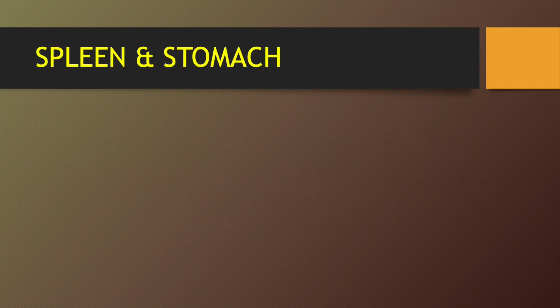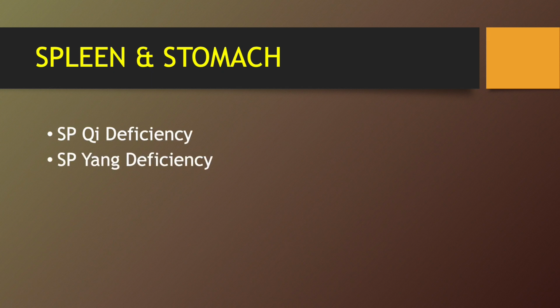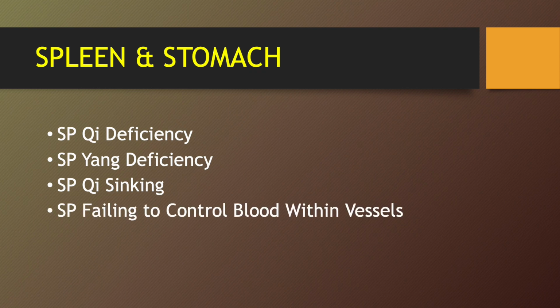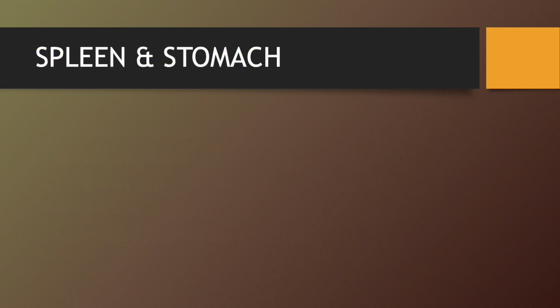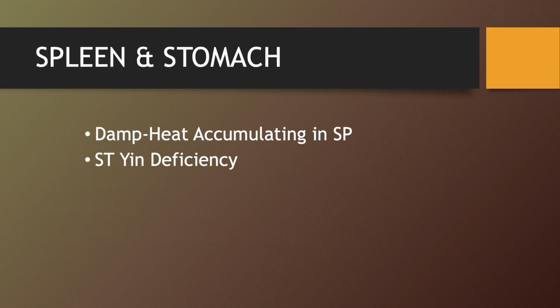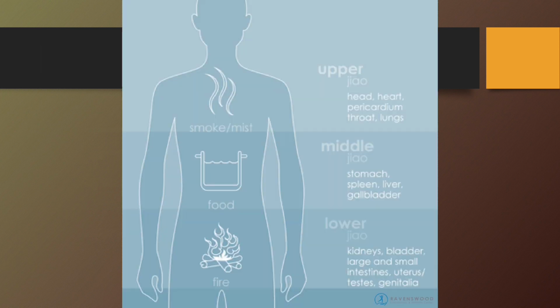Under spleen and stomach, we shall talk about spleen qi deficiency, spleen yang deficiency, spleen qi sinking, spleen failing to control blood within vessels, cold dampness obstructing the spleen, damp heat accumulating in the spleen, stomach yin deficiency, food retention, stomach cold, and stomach heat.